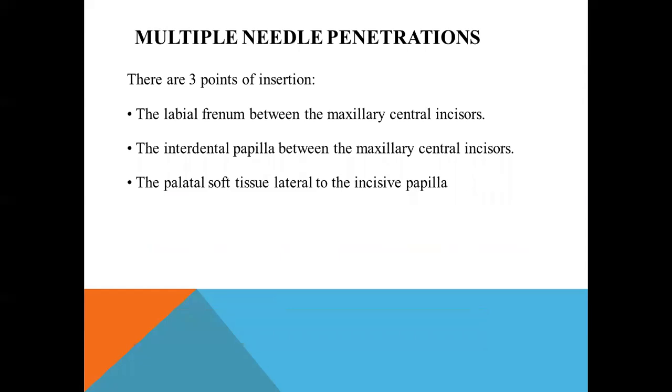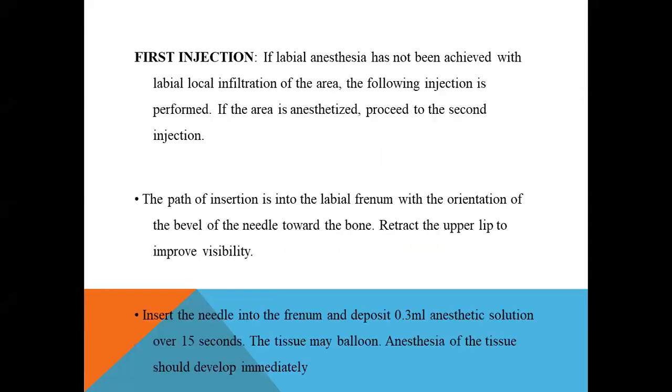Multi-needle penetrations: what are they? There are 3 points of insertion. First is the labial frenum between the maxillary central incisors. Second is the interdental papilla between the central incisors. Third is the tissue lateral to the incisive papilla. We'll see these 3 points of insertion one by one.